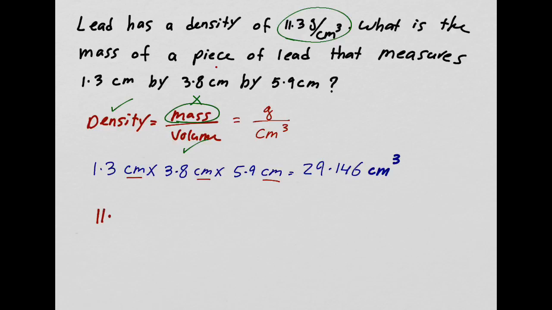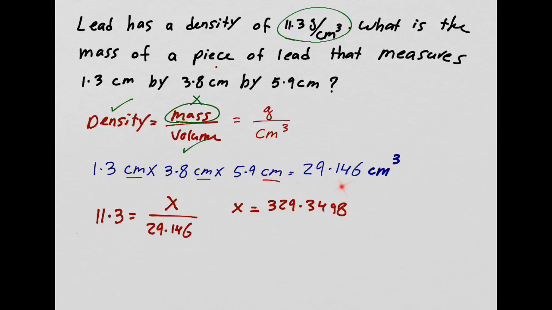What is the density again? Density is 11.3. The mass is not given to you, so the mass is X. Do I have the volume? I have the volume, and the unit has to be centimeter cubed. So what I'm going to write down here is 29.146. Okay? If you do that, what are you going to get for X? You're going to get 329.3498.